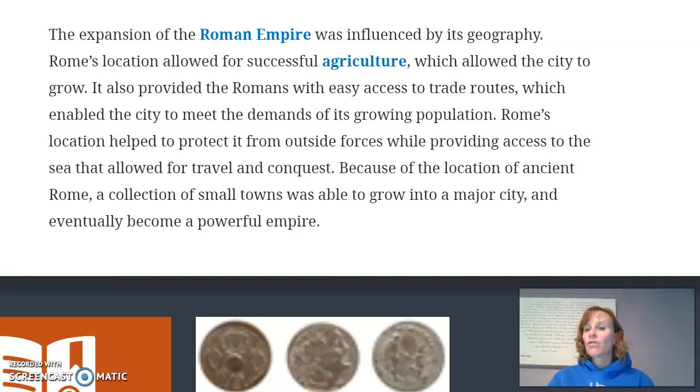If you have food, you can grow. If you have resources, you can grow. Okay, so they could get the resources through the trade route. They could grow the food. People could have jobs. Where it was located, it also kind of protected them. They could use the sea and they could use land. Okay, so these were all things that were very important, and it really helped Rome become very, very powerful.